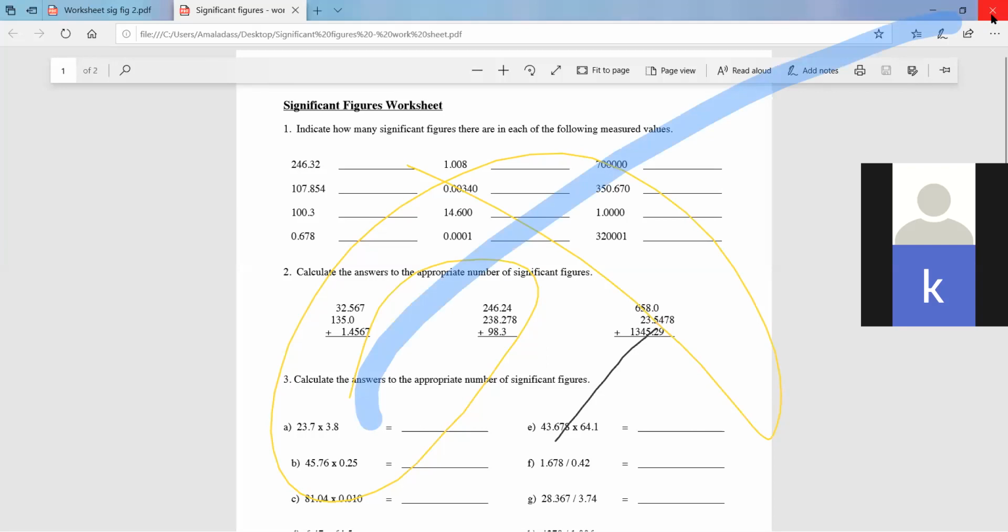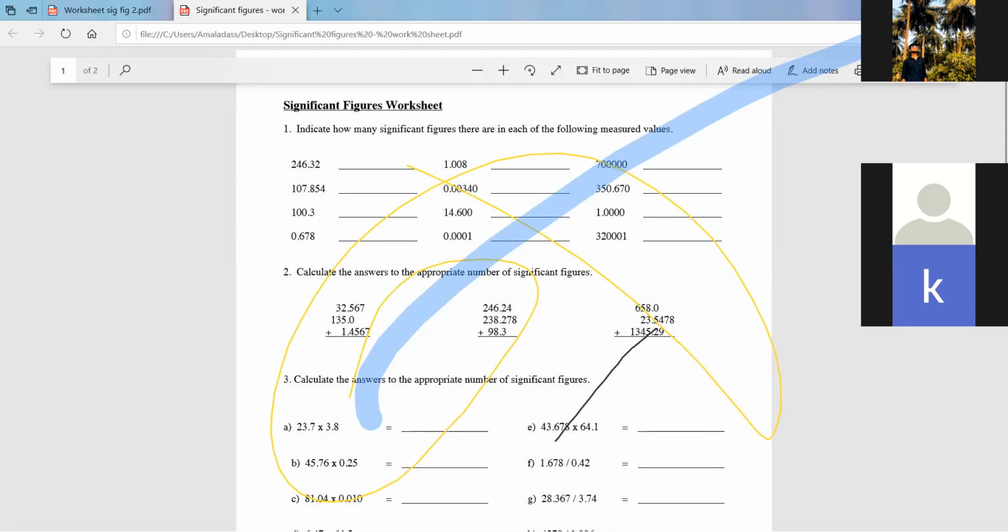Number 25 is there? Is 25 there or not in this class?